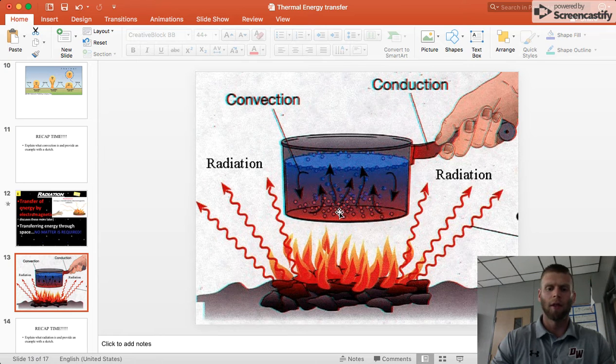And this is like you're boiling up some water for some delicious macaroni and cheese, you know, or whatever else, ramen noodles, whatever you're into. And then you have conduction, because I have that solid of the pot transferring heat to my hand and burning it. That's not great though.